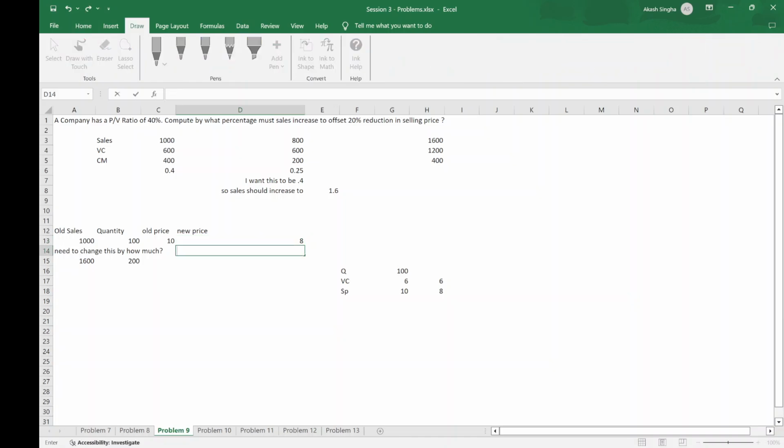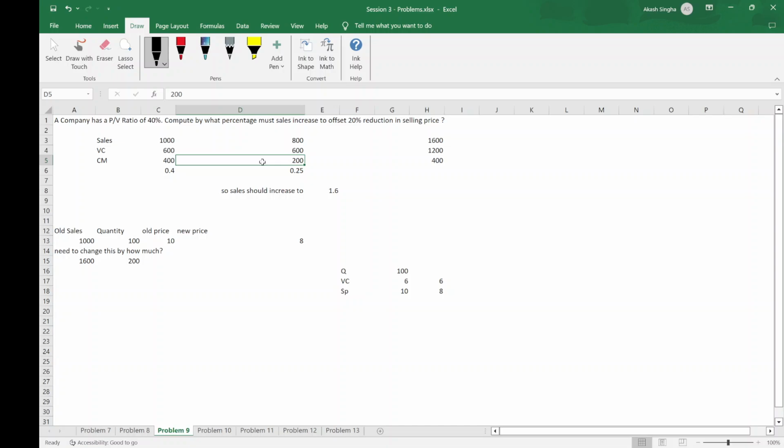Sorry, I read the question wrong. So the PV ratio was 40% and the new PV ratio will be 0.25. So I don't want this to be 0.4 actually. It has said to compute what percentage must sales increase to offset a 20% reduction in selling price. So we don't want this to be 0.4 again, because now the contribution margin has changed. It will always be 0.25. What we want is this contribution margin to be the same as the previous.